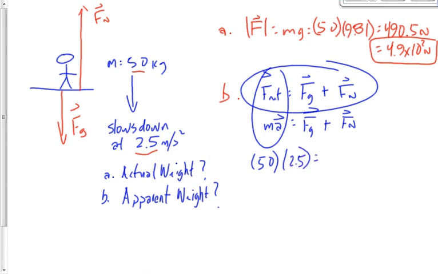Fg, we already figured that out. It's 490.5, but we're going to make it negative here because it's acting downwards. We're going to solve for Fn. 50 times 2.5 is going to give me 125.